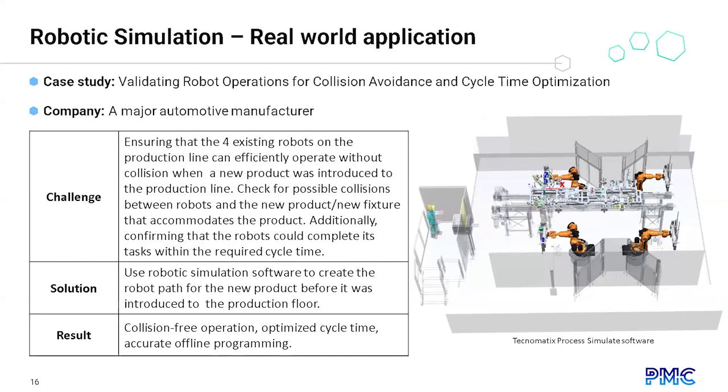So we introduced the product into this project, and we started creating the trajectory of the 4 robots for this new product. Then we parameterized the trajectory with real speeds, and we ensured that it would be within the required cycle time. But we did all of this before they introduced the new product into the line, still during the planning phase. So we end up with a program without collisions within the required cycle time and ready to be imported into the real robot.